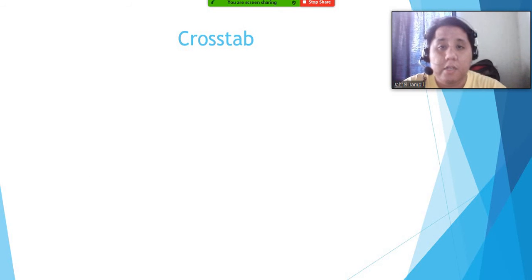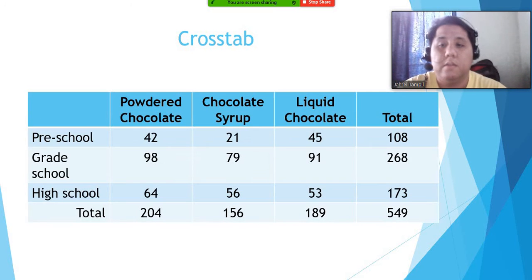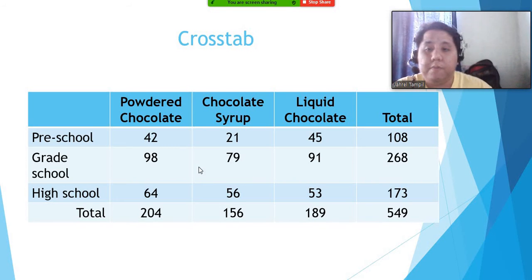One example of cross-tab would be this. As you can see, on the left-hand side of the screen, we have the grade levels of students, assumingly. And here we have different types of chocolate. We have powdered chocolate, chocolate syrup, and liquid chocolate. So, we have two combinations of categories and they are tabulated here.